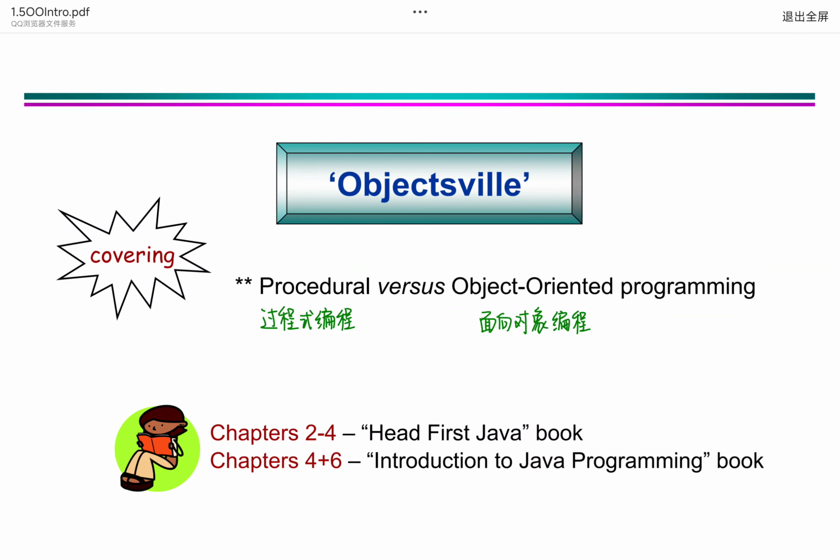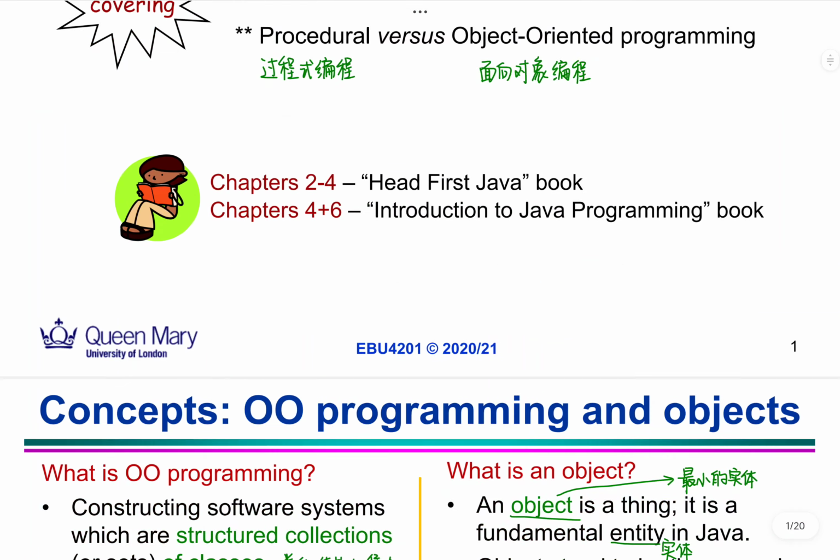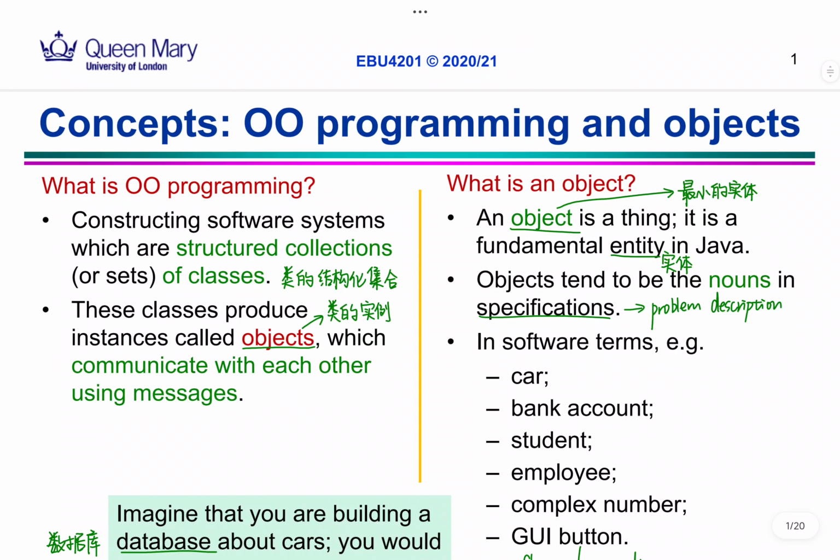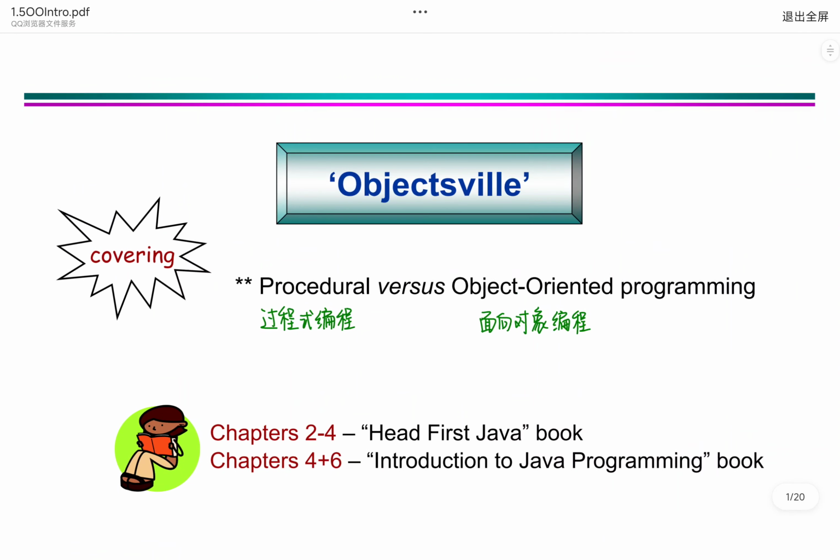Here we go. This is one of the most important characteristics of Java: it is object-oriented. This is different from procedural programming. And here we go, what is it? Let me quickly explain it to you.